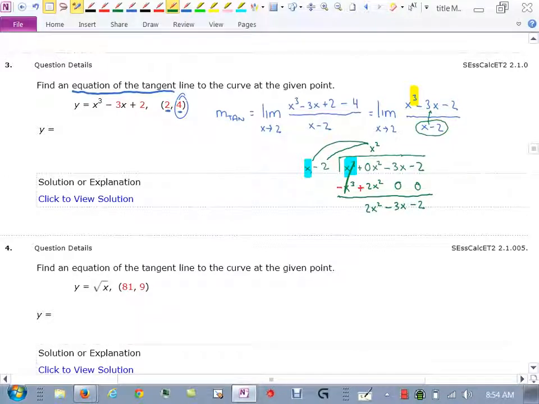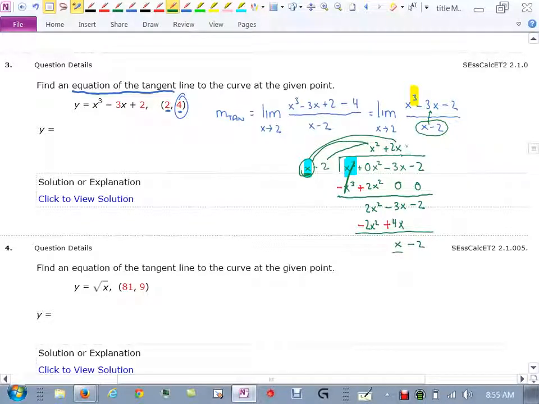So now we ask ourselves the same thing. What do I multiply x by this time to get 2x squared? So I need to multiply by a 2x. Then I multiply 2x times x, I get 2x squared. I multiply 2x times negative 2, I get negative 4x. I come through, I change the signs. This is minus, this becomes plus. I go ahead and I go straight down with this. Negative 3x plus 4x is x. And then just bring the negative 2 down. And then what do you have to multiply x by here to get x?